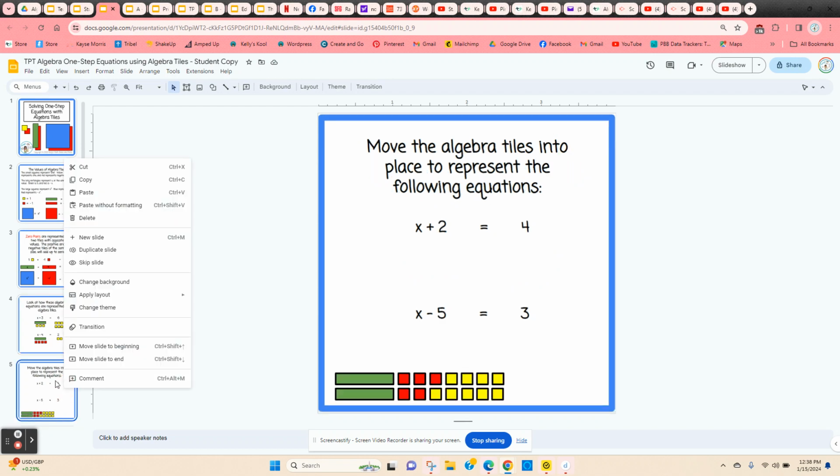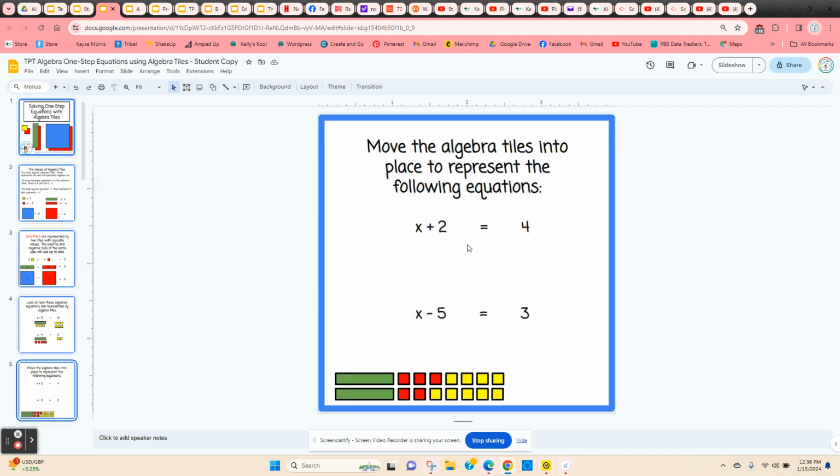And then students are going to do this on their own on the next slide. They're going to represent these equations. They're not going to solve them yet. They're just going to represent them.